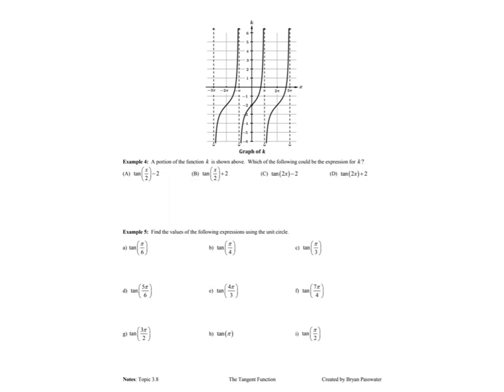Example 4. What's the period here? 2 pi. The period here is 2 pi. So what does that mean for B? If the period doubled, B is half. You have to think inside-out.